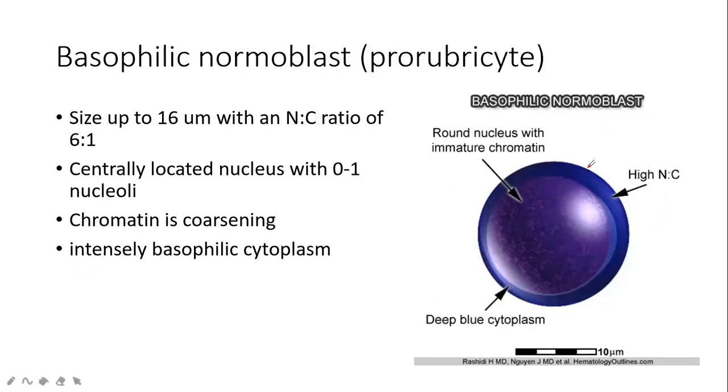The next stage is your basophilic normoblast. Iyang size is around 16 micrometers with an NC ratio of 6:1. Naa siya centrally located nucleus with 0 to 1 nucleoli. Ang iyang chromatin this time will coarsen, nagka-coarse na iyang chromatin, and then the cytoplasm is intensely basophilic, meaning nag-contain siya og daghan nga RNA.